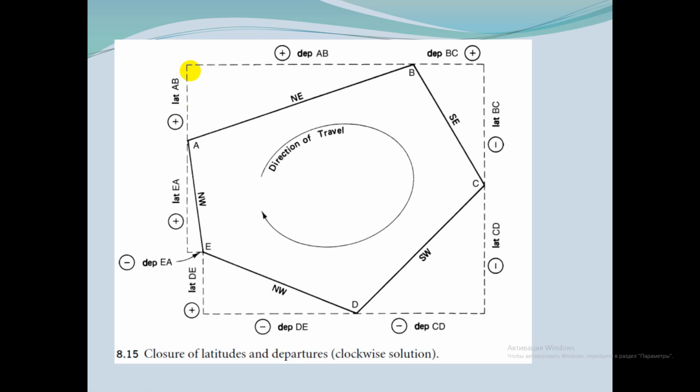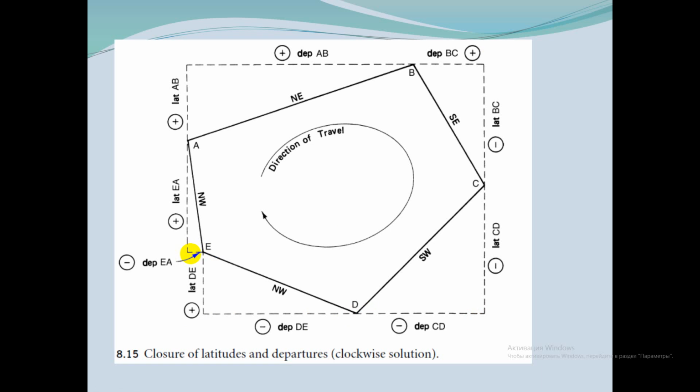If the survey measurements were perfect, the latitudes of BC and CD, which are negative, and the departures AB and BC, which are positive, ideally should equal the departures CD, DE, and EA, which are negative.